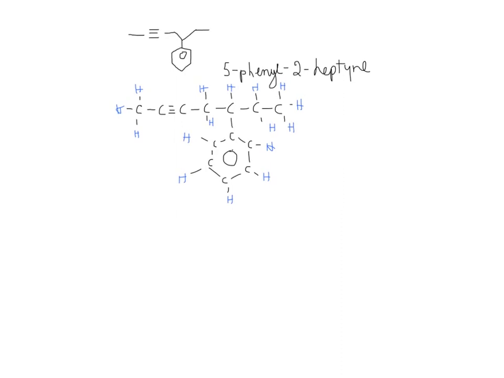Next, we could write out the condensed formula. So there's 7 carbons in the main chain. CH3, C, triple bond C, CH2, CH, and the benzene ring, which is C6H5, and then CH2, CH3, 1, 2, 3, 4, 5, 6, 7 on the main chain, right?